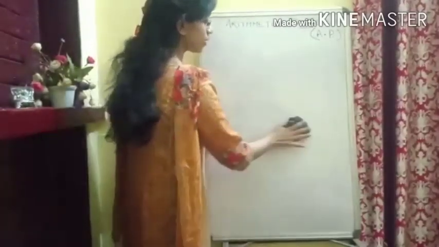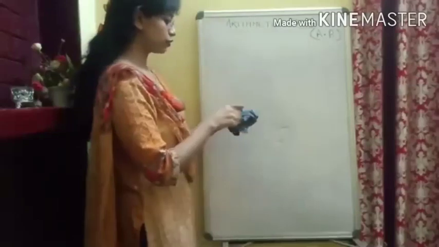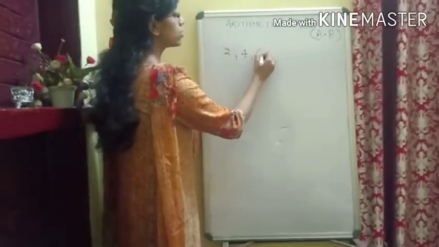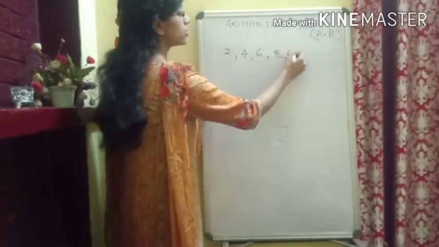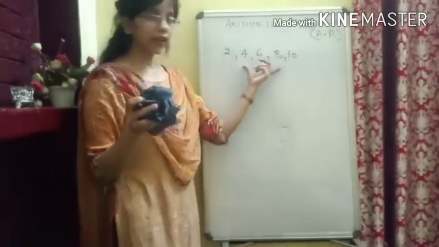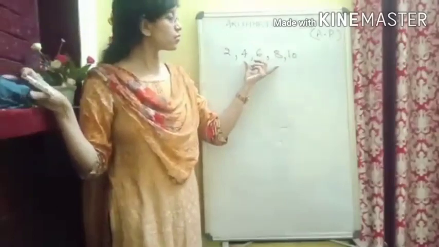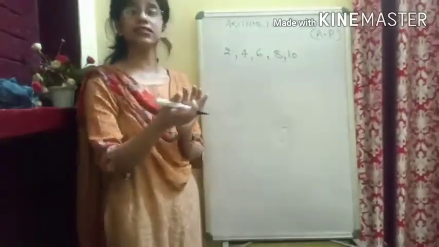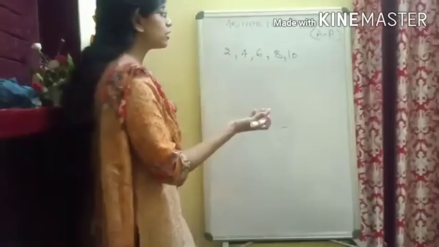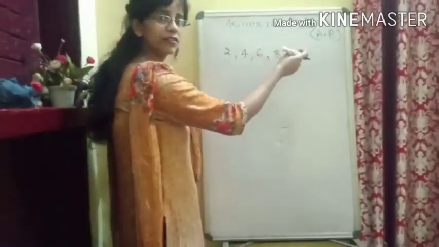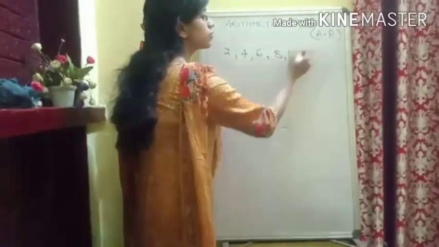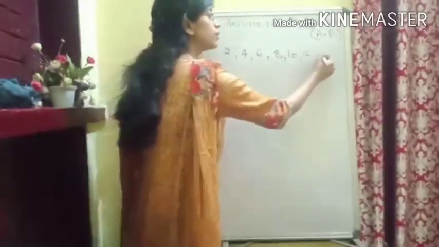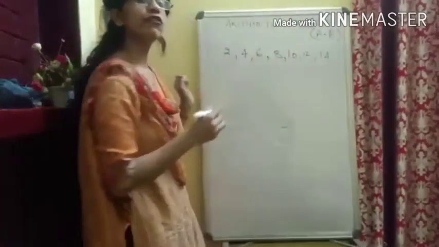Now I'm going to write a very common sequence or progression: 2, 4, 6, 8, 10. There are 5 terms in the sequence, so it is a finite sequence. If I ask you what is the 6th term of the sequence, since the common difference is 2, of course the 6th term is going to be 12: 1, 2, 3, 4, 5, 6. What will be the 7th term? It is going to be 14.